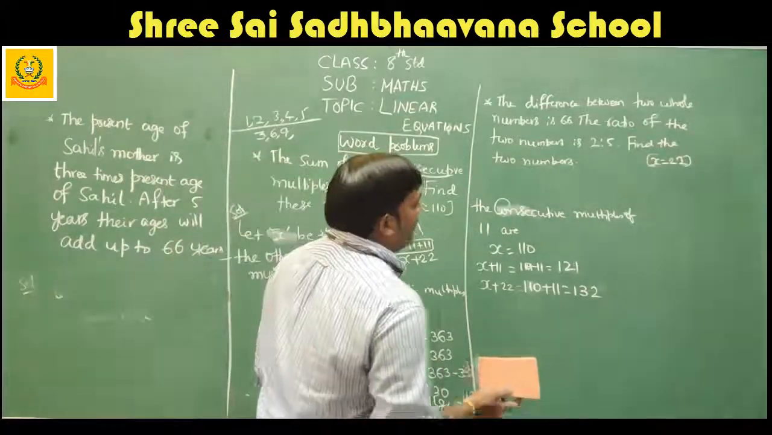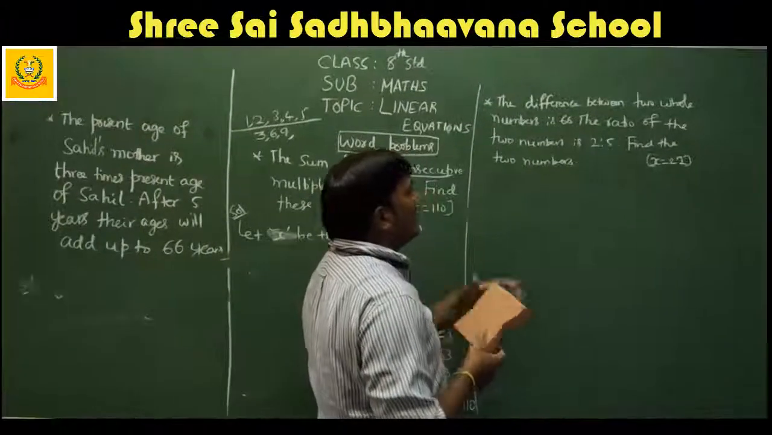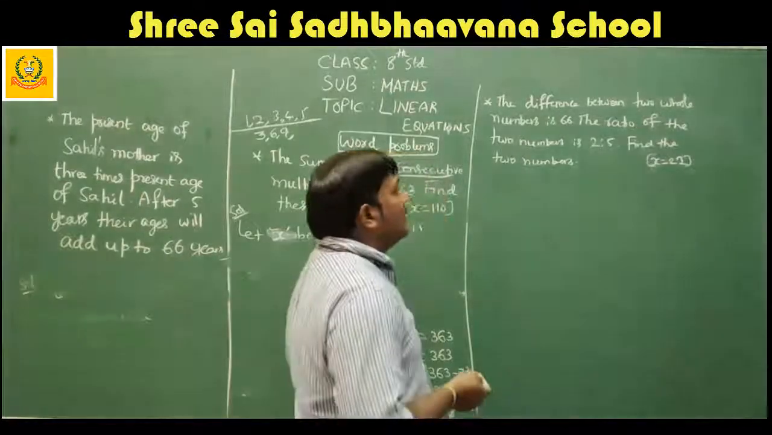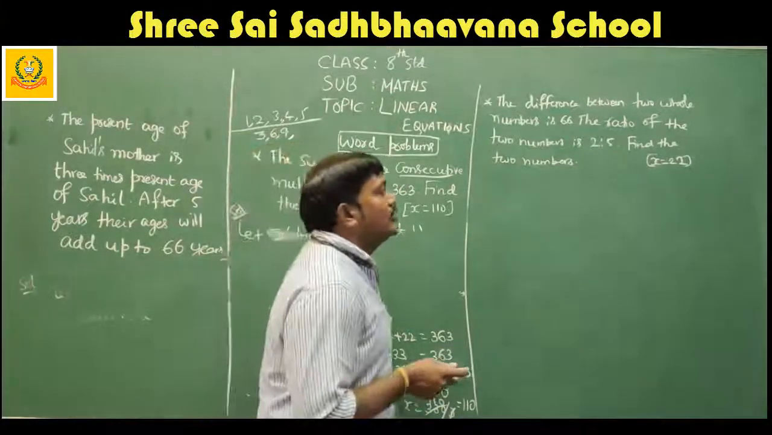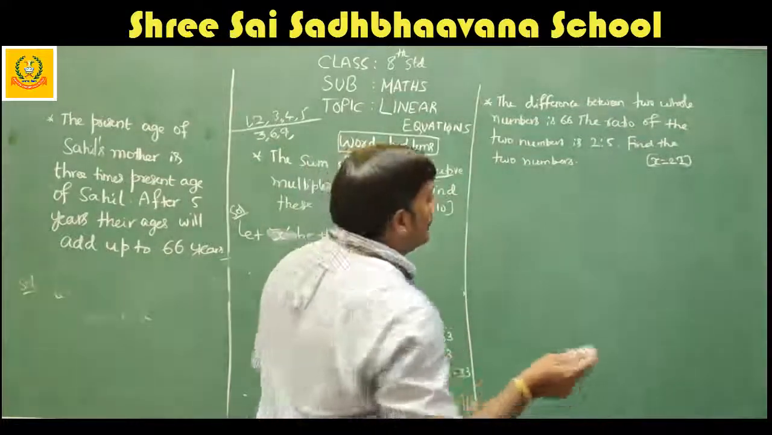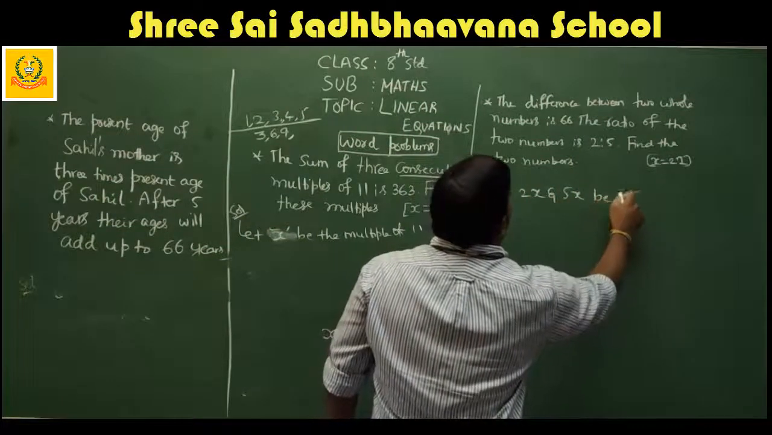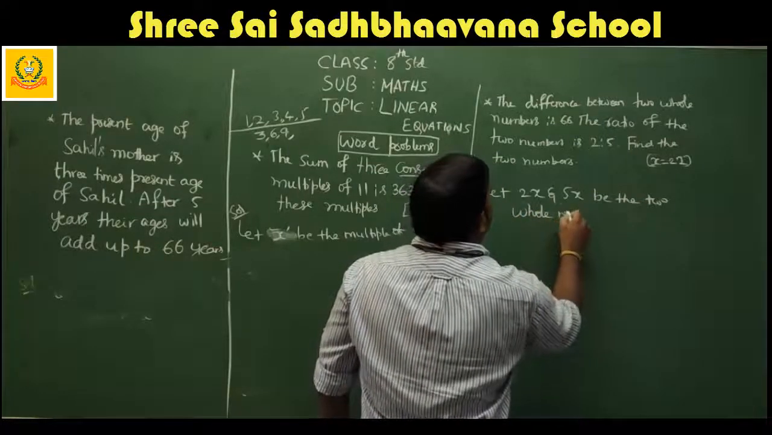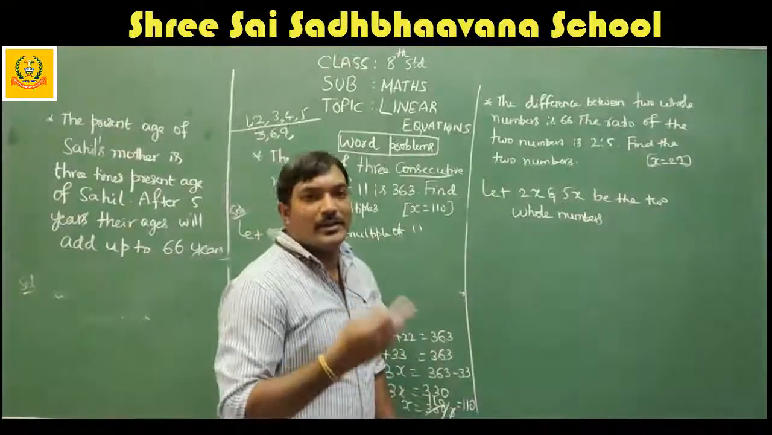Here one more sum we have. The difference between two whole numbers is 66, and the ratio of the two numbers is 2:5. Find the two numbers. Whenever they give anything in the ratio, remember, you just assume 2x and 5x be the two whole numbers. This is the easiest way. When they give it in the ratio, just multiply with x. That's all.